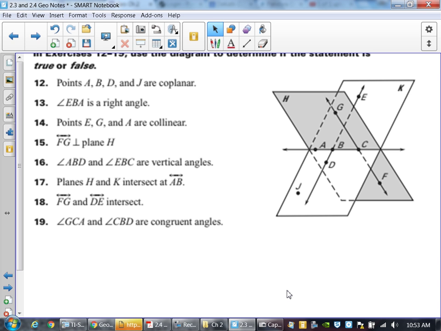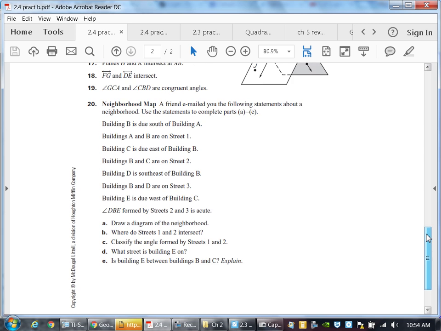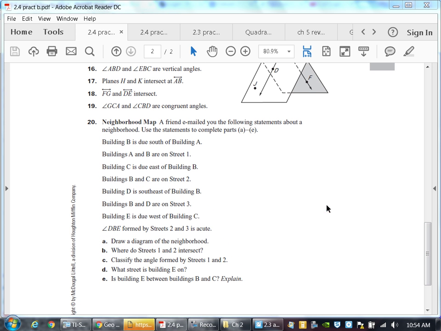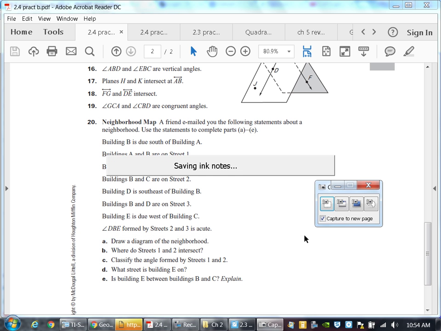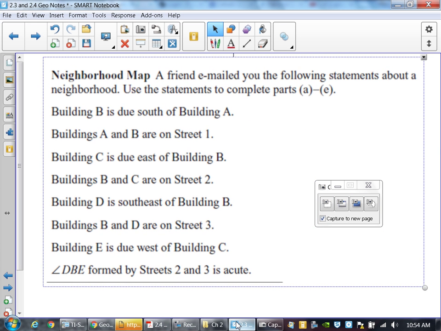Now, the other part that I want to talk about is at the very bottom of that sheet. The very bottom of the sheet has these directions. And this is another thing that we would start to work on more and more, which is how we can build our own diagram from given information. Okay? So we're going to take a couple minutes here and we're going to create a map.